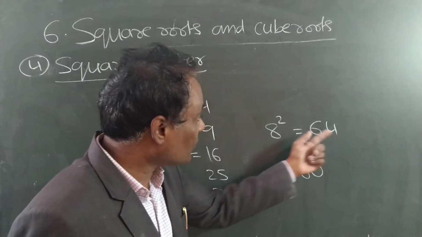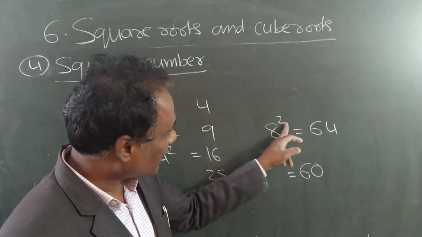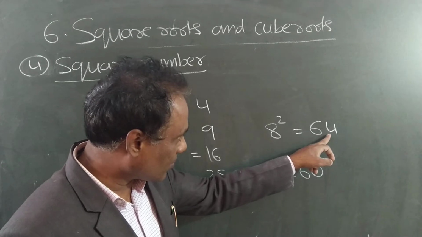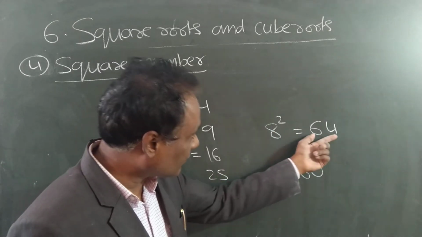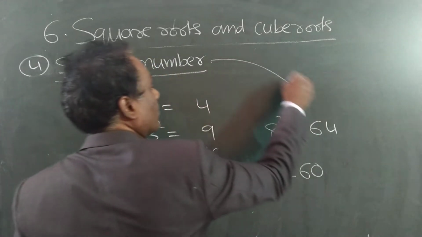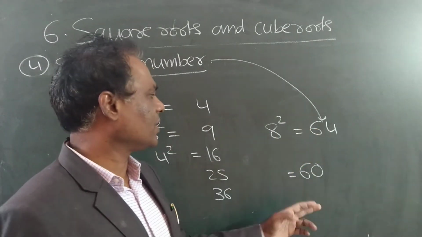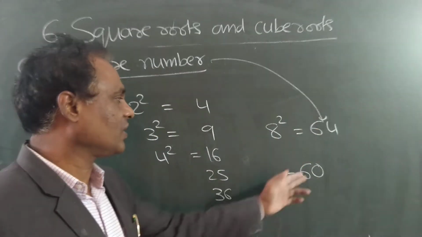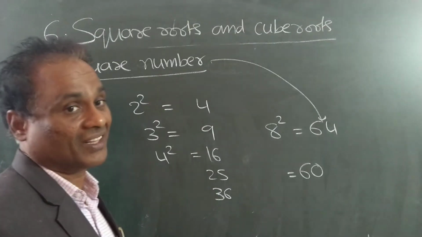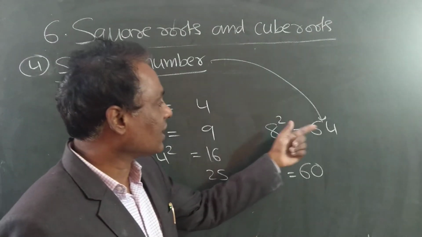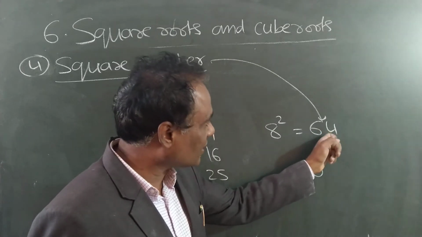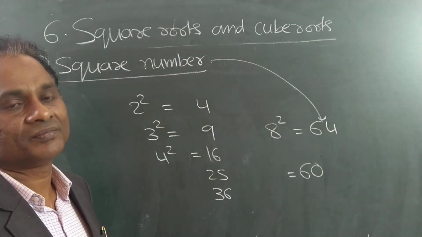A number which is a square of an integer is called a square number. Square number means it is the square of some number. 60 is not a square number because we can't get 60 by squaring any integer. So if you square an integer and get some answer, that answer is called a square number.